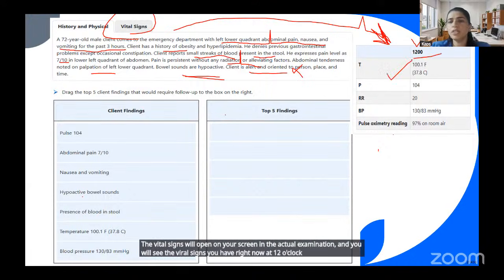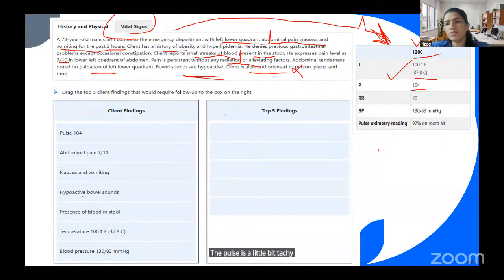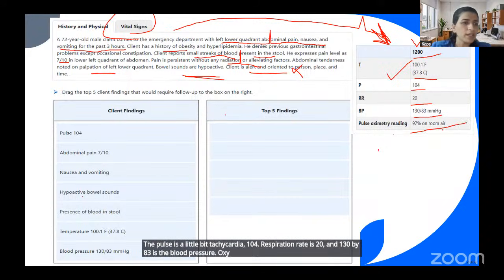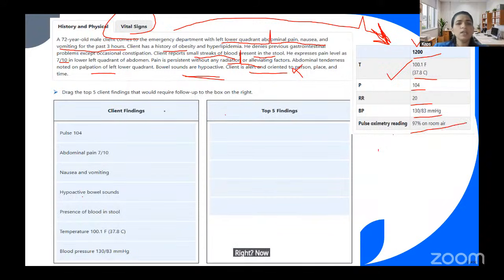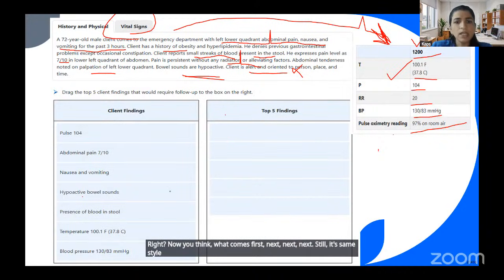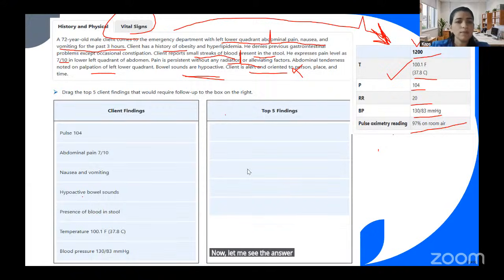Your temperature, the client has a fever, I can see 100.1, which is 37.8 degrees Celsius. The pulse is a little bit tachycardic, 104. Respiration rate is 20 and 130 by 83 is the blood pressure. Oxygen is still fine, right? Now you think what comes first, next. Still it's the same style of question, right? It's just in the form of the case studies they give to you. Now let me see the answer, which one you want to pick here.